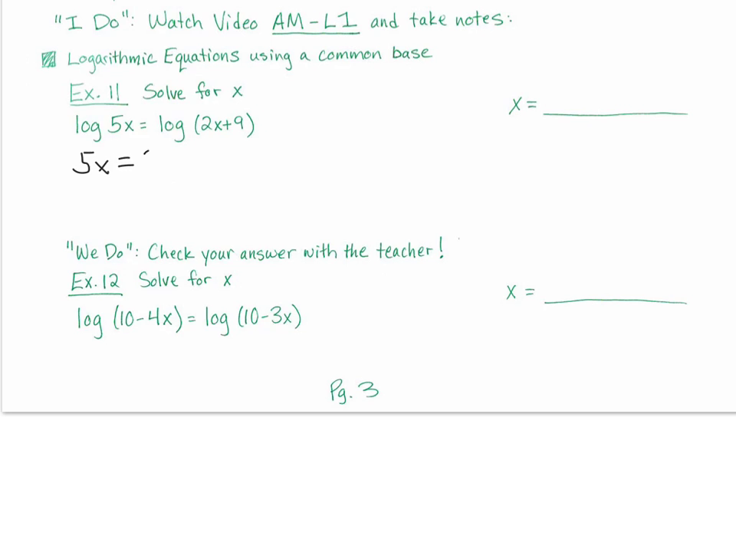5x is going to equal 2x plus 9. And then that's a simple solution there. 3x is going to equal 9. And bada bing, x is 3.